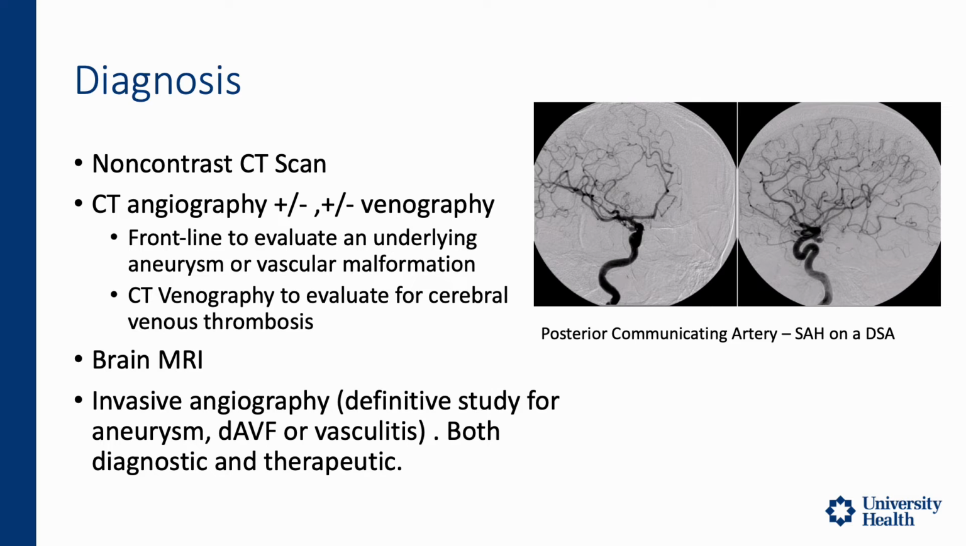I have a picture here on the right side that shows a DSA, angiography, and you can basically see a subarachnoid hemorrhage in the posterior communicating artery.